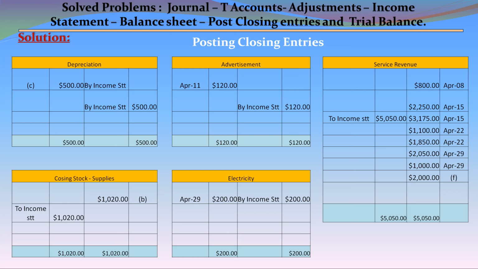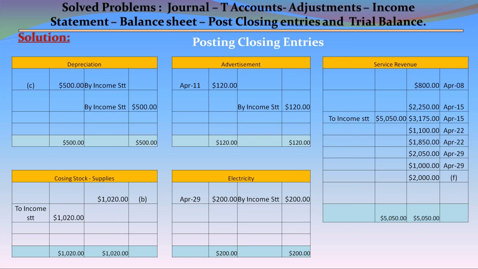Posting closing entries. Depreciation. We have 500 debit balance. By income statement 500. We close the account. Advertisement. We have debit balance of 120. By income statement credit 120. We close the account. Service revenue. We have total revenue of 5,050. To income statement. We close the service revenue account by transferring it to income statement. Closing stock supplies. We have closing stock of 1020. We debit the closing stock account 1020 and close the account.